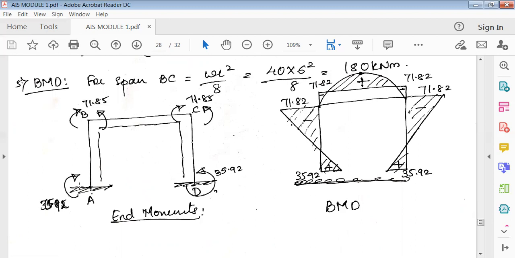And there is a reason why you need to draw it here. You cannot show it elsewhere. Try to draw these moments on the frame itself. Okay, the arrows should touch the frame. The reason I'll tell you, because later it becomes easy for you to draw the bending moment diagram. Okay, show it like this.